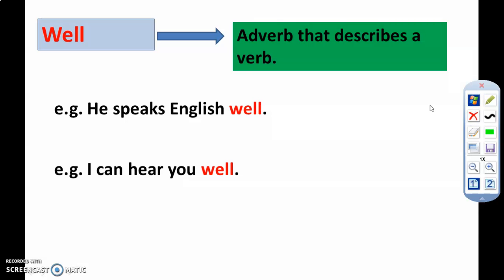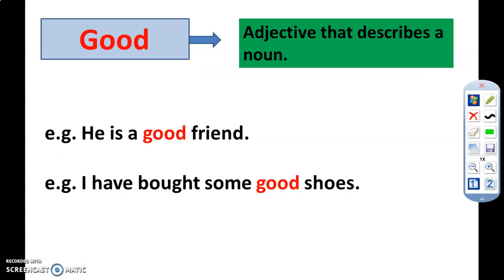If we go back to the adjective good, we said good is an adjective which describes a noun. It gives information about the noun. Like here we said good friend, good shoes. You have, of course, plenty of examples. So let's see now, next point.